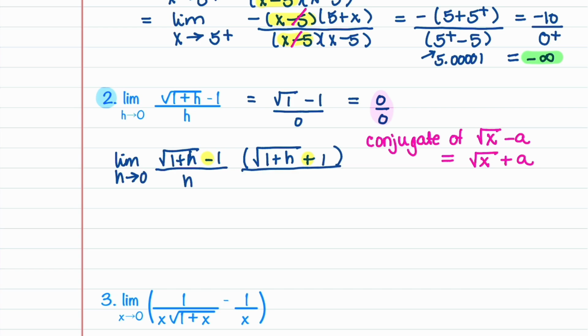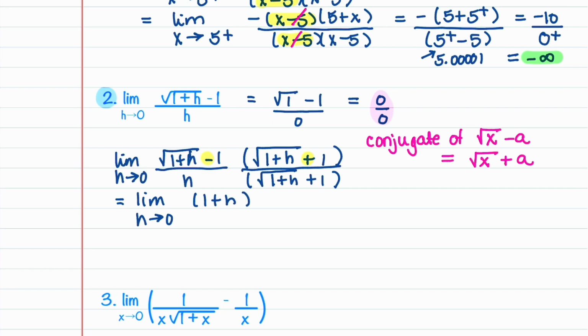And then we can't change the problem, so whatever we multiply on the top, we have to multiply on the bottom, because we can really just be multiplying by 1. Otherwise, we would change the problem. Now let's go ahead and multiply this out. This is the limit as h goes to 0. Let's use the FOIL method and multiply the first terms. So that's root 1 plus h times root 1 plus h. So that gives us a 1 plus h.